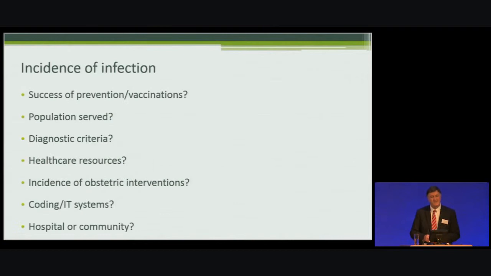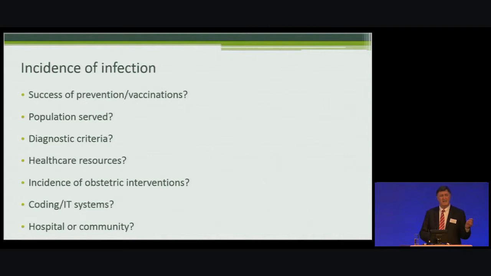It's very hard to find any good, robust evidence on the incidence of infection during pregnancy. This is in part because there are variations in terms of preventative measures with antibiotics and vaccination. It depends on whether you're talking about a low-risk or a high-risk population. There are differences in diagnostic criteria, as we shall see. It depends on what healthcare resources are available to prevent and to treat infection.